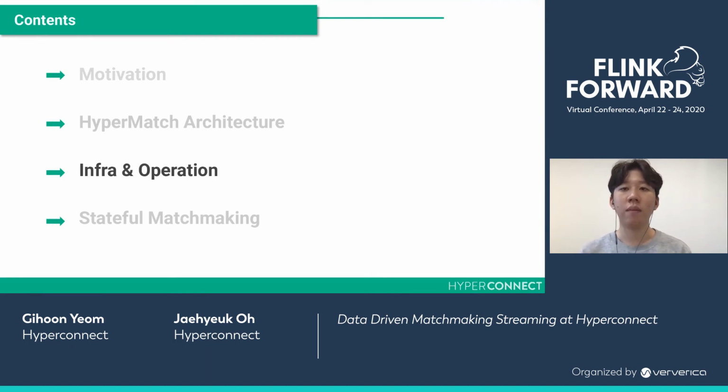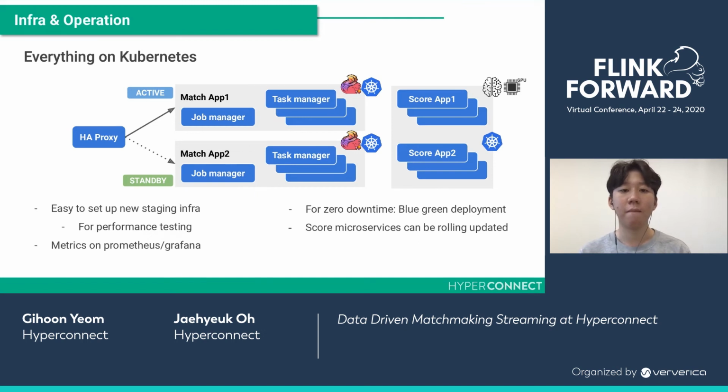Next part, let me give you a quick explanation of how we manage the matchmaking system stably. We actually operate this Flink application in our production environment. In our services, all Flink nodes run on Kubernetes. We implemented it in the form of a standalone job to use the path variable features of the Kubernetes job. Metrics were aggregated using Prometheus and Grafana.